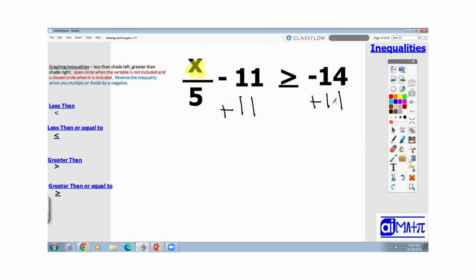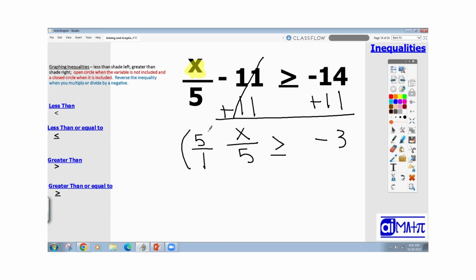This cancels out. Negative 14 plus 11 is negative 3. Signs are different. We subtract and take the sign of the larger number. So drop down x divided by 5 is greater than or equal to negative 3. And because I'm dividing by 5 with x, the opposite of that is multiplying by 5. Write it like a fraction on this side, and like a whole number over here.